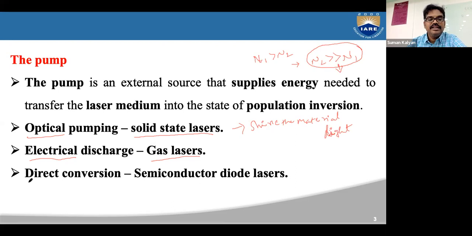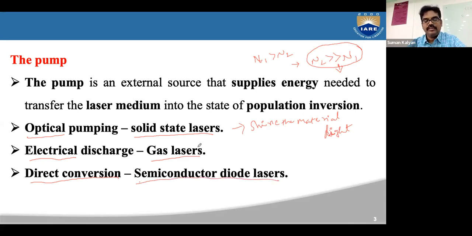Okay, there is another method which is called direct conversion. In the direct conversion method, the electrical energy is converted into optical energy. This electrical energy will be directly converted to optical energy, and that will be used to get the atoms to a higher energy level. This direct conversion method is used in semiconductor diode lasers.